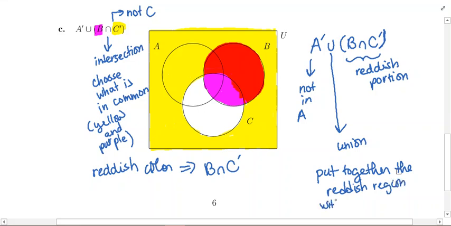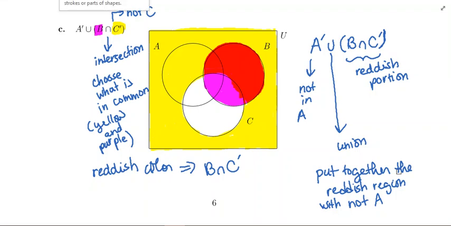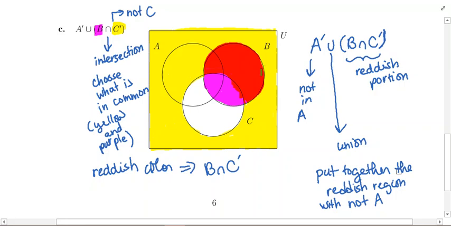with not A. Anything that's not in A, we're going to shade. Let's just keep it simple and do what I've been doing. I'm going to put the final answer and shade it with black lines. I'm going to take anything that's not in A, and I am unioning it.